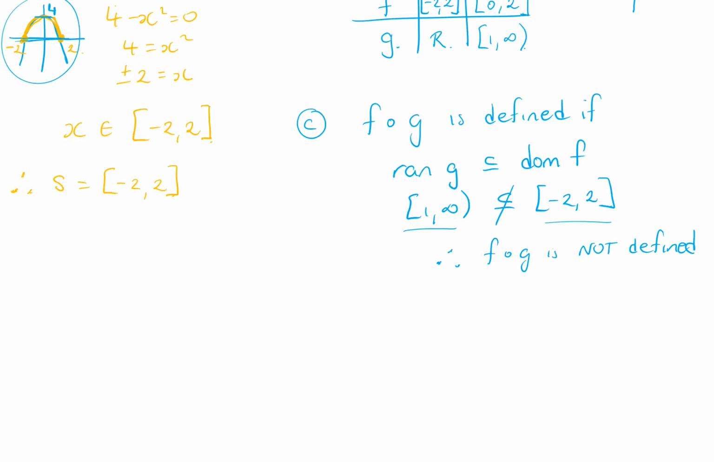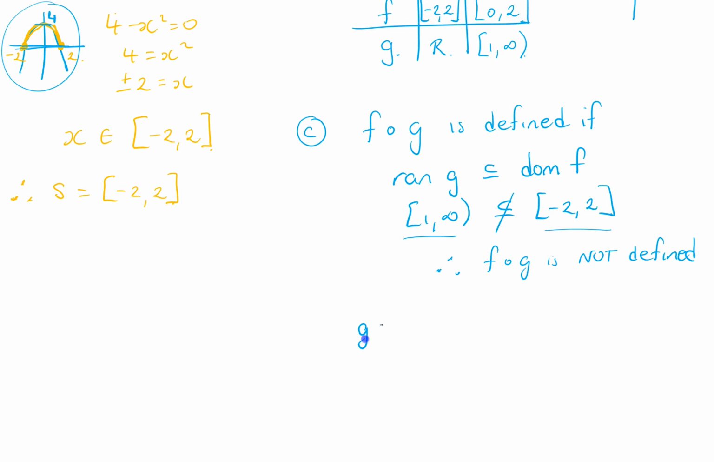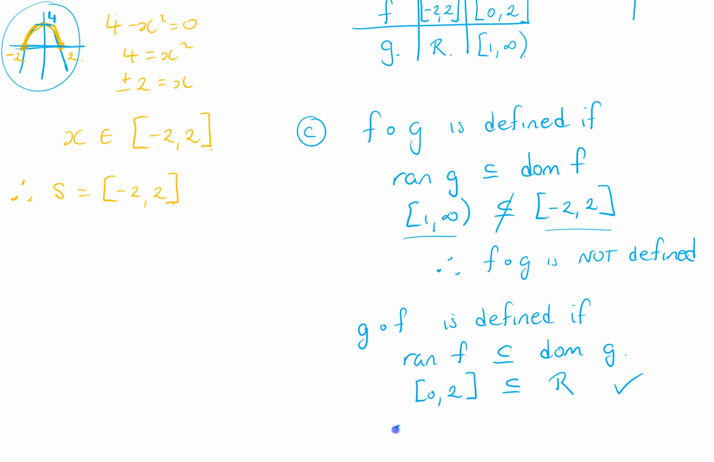Repeat the process with gof. So gof is defined if the range of f this time is a subset of or equal to the domain of g. So the range of f we said is 0 to 2. Is that a subset of the domain of g, which is any real number? And yes, that's correct. So therefore, gof is defined.